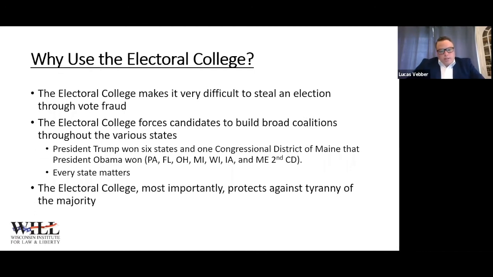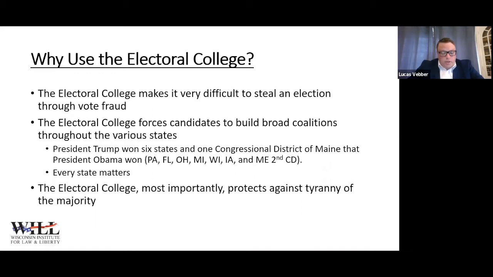The Electoral College, as I said, makes it very difficult to steal an election through vote fraud. It forces candidates to build broad coalitions throughout the various states. President Trump won a number of states that President Obama won, for example. States flip. There are no permanent swing states. Over time, they change dramatically.